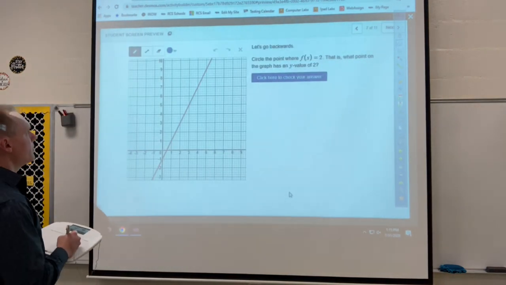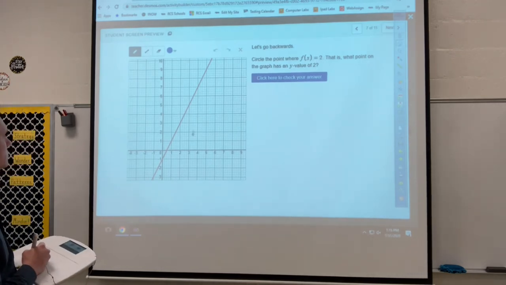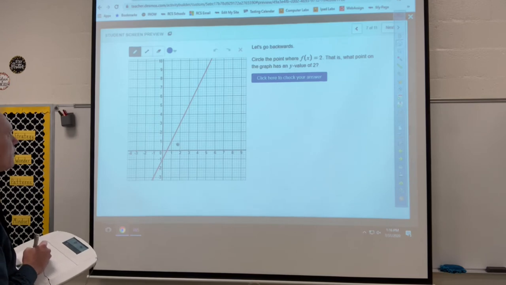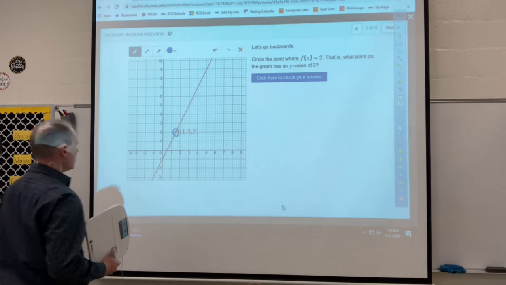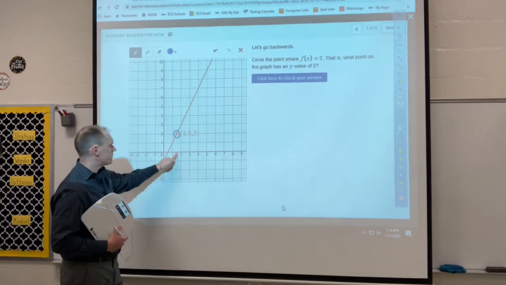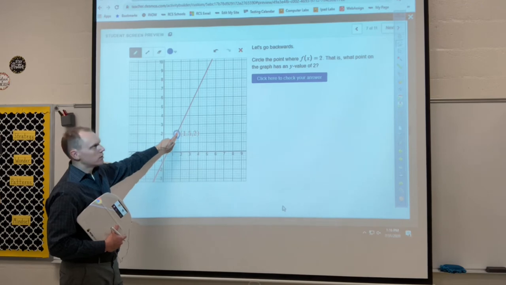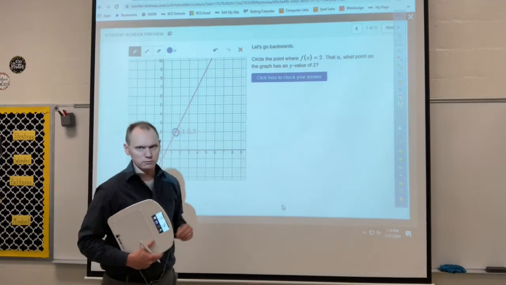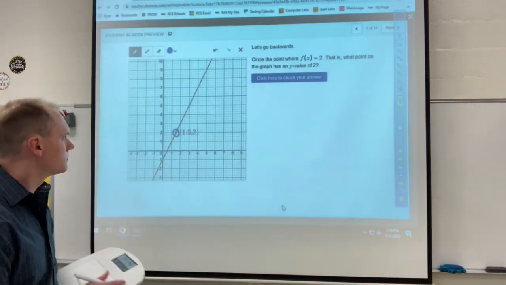Okay, let's go backwards. Circle the point where f of x equals 2. So f of x equals 2, so our output is 2. So that'd be the y value. Where's the y value 2? It would be right there. Okay, so that means that an input of 1.5 has that output of 2. So if I were to solve this equation, f of x equals 2, x would be 1.5.